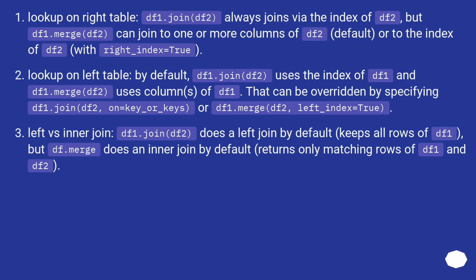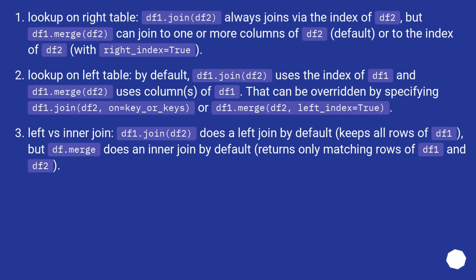Look up on right table: df1.join(df2) always joins via the index of df2, but df1.merge(df2) can join to one or more columns of df2 (default) or to the index of df2 with right_index=True. Look up on left table: by default, df1.join(df2) uses the index of df1 and df1.merge(df2) uses columns of df1. That can be overridden by specifying df1.join(df2, on=key_or_keys) or df1.merge(df2, left_index=True). Left versus inner join.